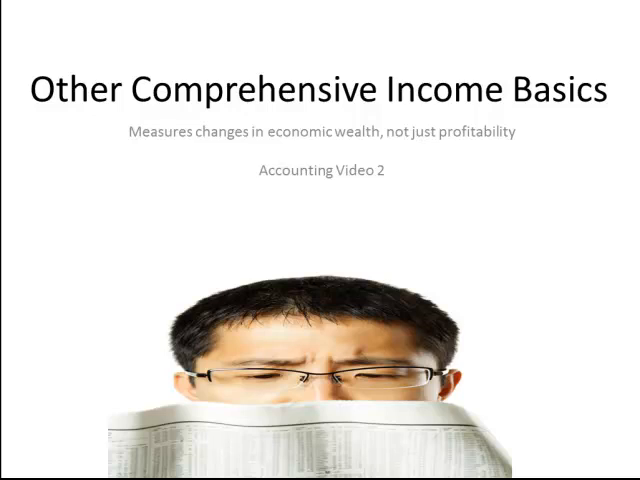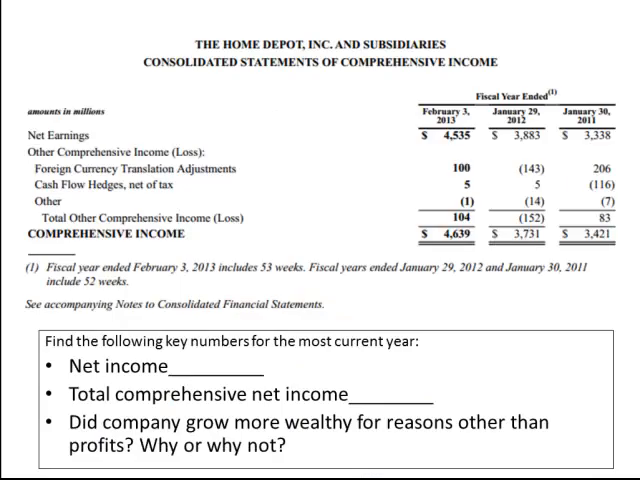Welcome back. The second financial statement we're going to talk about is other comprehensive income. This is a relatively new statement because we want to measure not just the profits of a business as shown on the income statement, but we also want to disclose to our users changes in their economic wealth. And so this OCI, or other comprehensive income statement, allows us to do just that. So let's take a look at one.